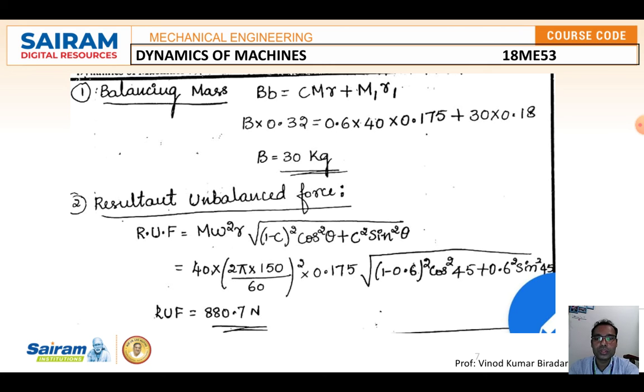Substitute all these values. You get 40 into omega, where omega is equal to 2 pi N by 60, with N as 150, whole square, into 0.175, times the square root of (1 minus 0.6) whole square cos square 45 plus 0.6 whole square sin square 45. Using the calculator, you get the resultant unbalanced force as 88.7 Newton. So this is about the problems on primary balancing.